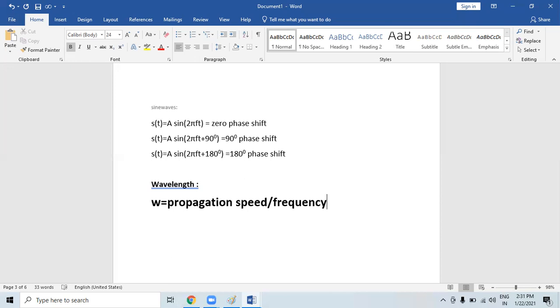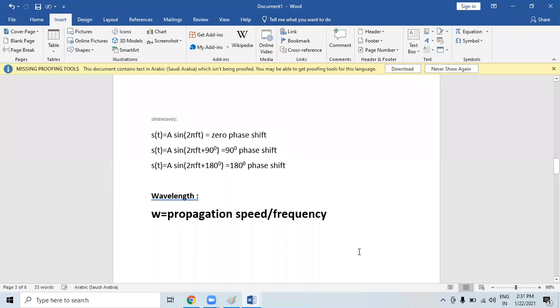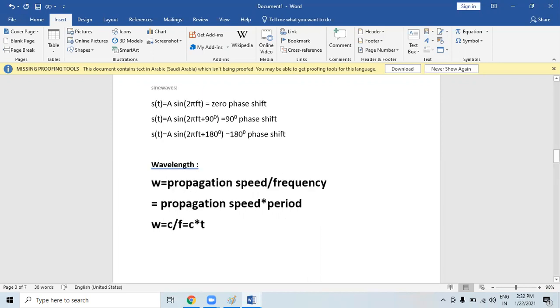So if you want to find the wavelength, it is defined as propagation speed divided by frequency. Wavelength is defined as lambda; I'm writing W. So propagation speed upon frequency is equal to propagation speed into period. That is, you can say wavelength lambda equals C upon F, which is equal to C into time. So this is about wavelength.